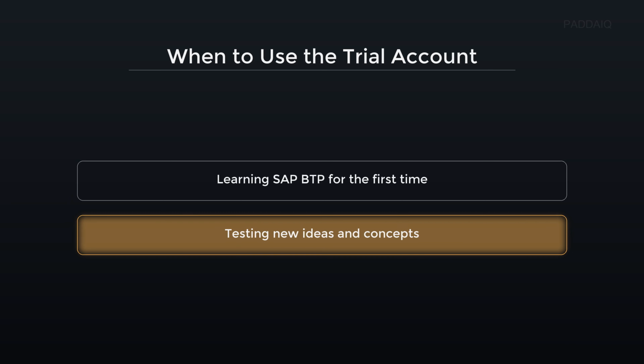Testing new ideas and concepts. This means you can experiment with new SAP solutions or build custom applications without any commitment. For instance, a developer could try building a mobile app that tracks delivery statuses using SAP Build Apps. This trial environment allows for risk-free innovation before any official project begins.